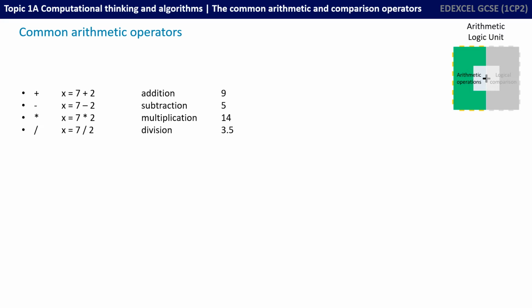And of course, to round off, there's the division symbol. So for example, x equals 7 divided by 2, which is 3.5. We then have exponentiation. So x equals 7 to the power of 2. So that would be 49.